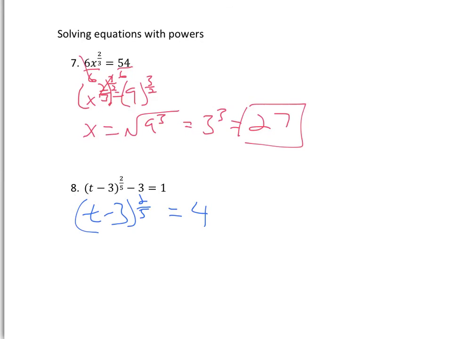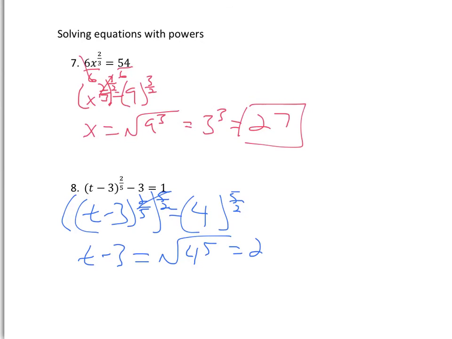And to get rid of our exponent, we have to go to the reciprocal power, 5/2. Those cancel out. We have t minus 3 equals, if you convert this, square root of 4 to the 5th. Square root of 4 is 2, which is 32. So we have t minus 3 equals 32, which tells us t equals 35. And that's all you got to do for section 1.